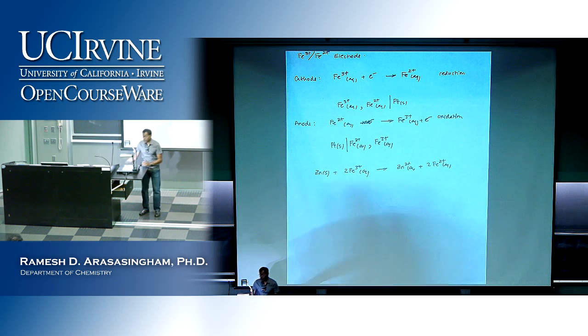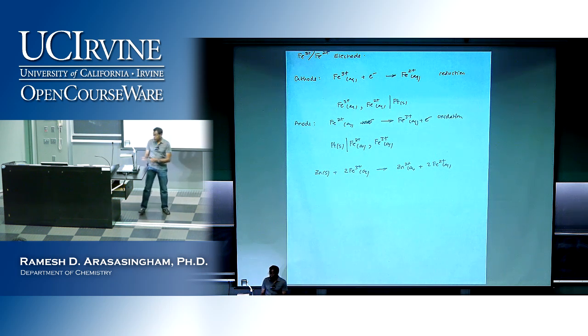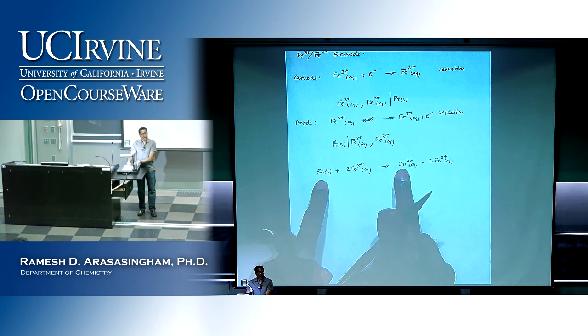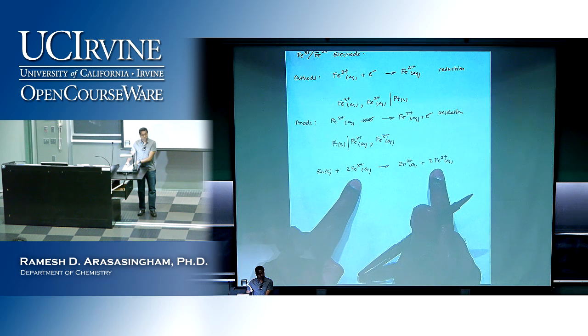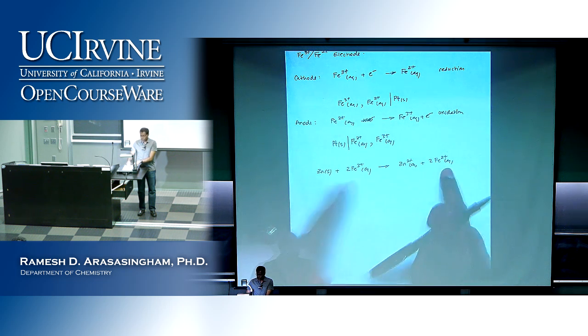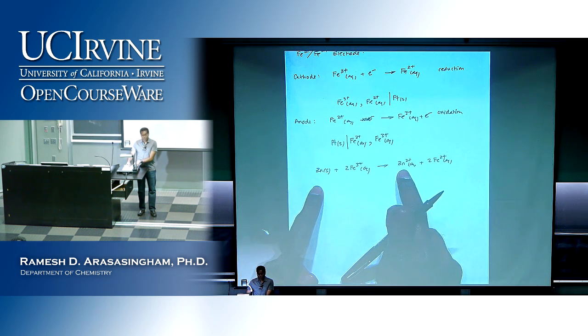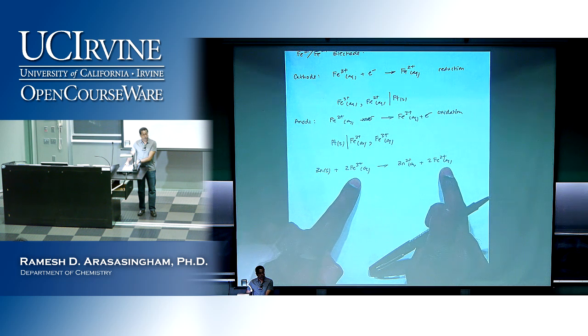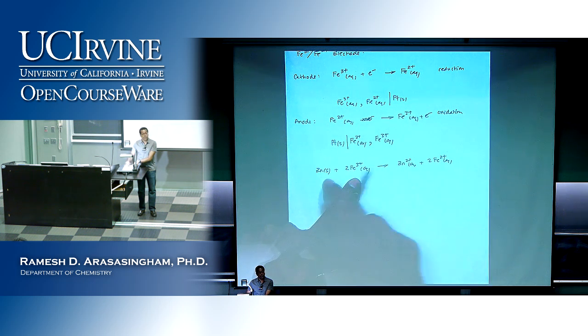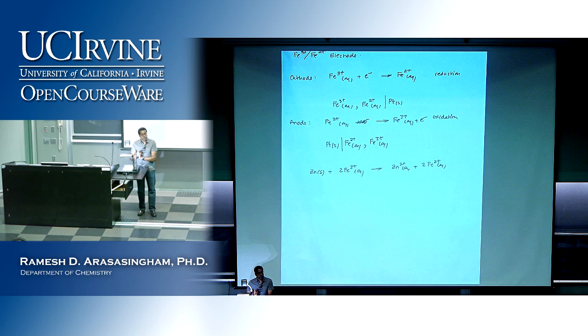And if this were the reaction that we're looking at where zinc is the anode, this would be the cathode because this is the reduction. Two electrons are lost by zinc and two electrons are being picked up by iron. That's why we're multiplying it by 2, the coefficient's 2. Okay? So that would be the balanced equation.